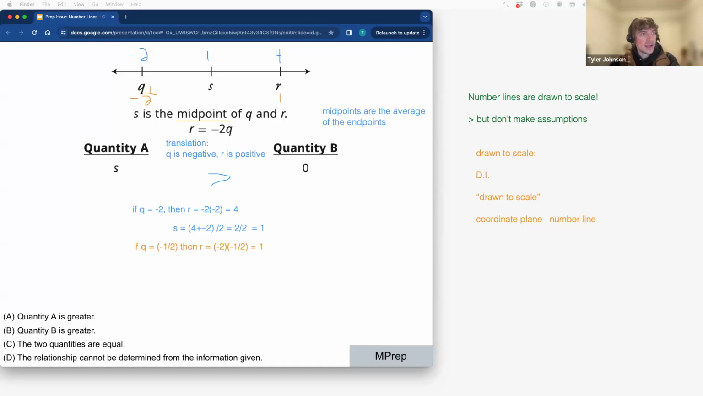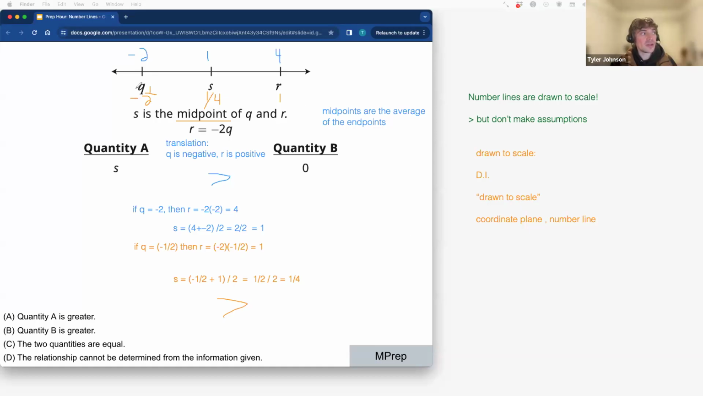And then from there, S is still the average of those two endpoints. So -1/2 plus 1 divided by 2, that's going to get you 1/2 over 2, which is 1/4. And the pattern emerging here is that no matter what happens, S is always going to be something bigger than 0.